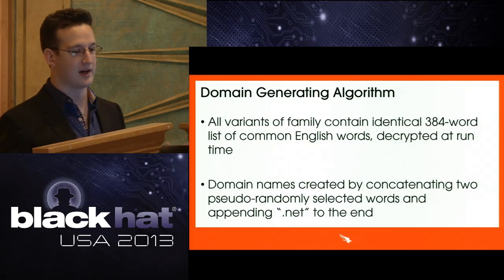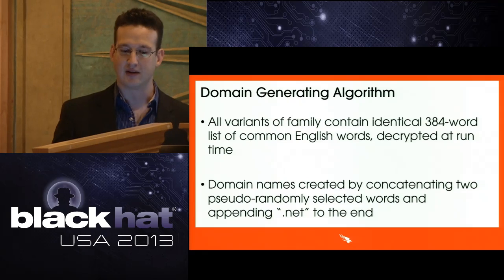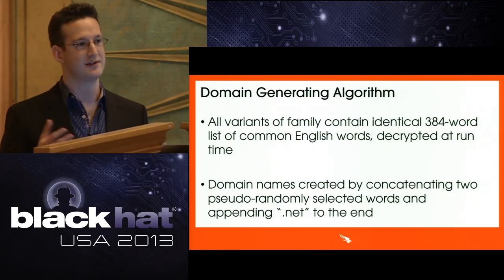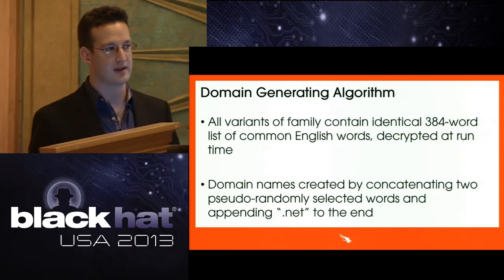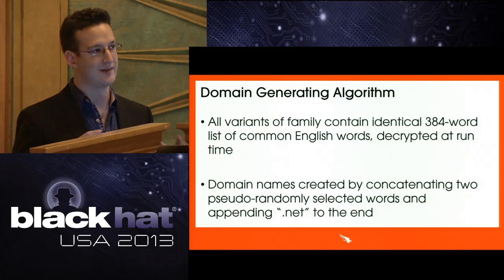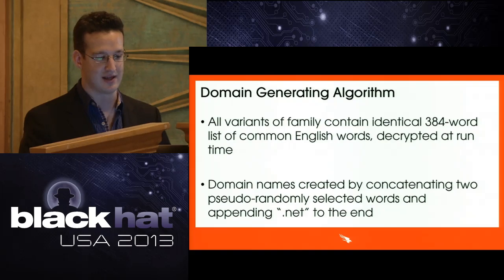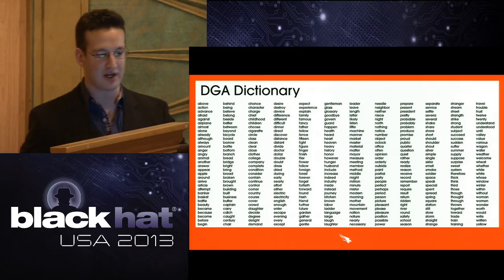Now all variants of this malware contain the same exact list of 384 words. And to create the domain names that the DGA uses, it uses an algorithm to pseudo-randomly select 2 words from this list, concatenate them together, and add .net to the end. And here's the list of 384 words.